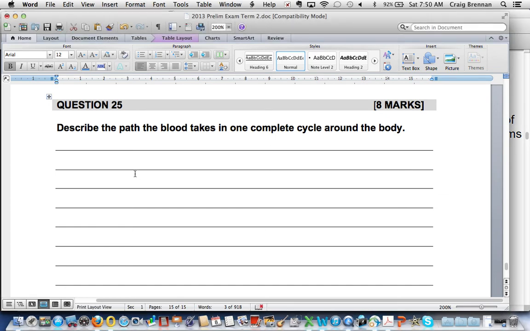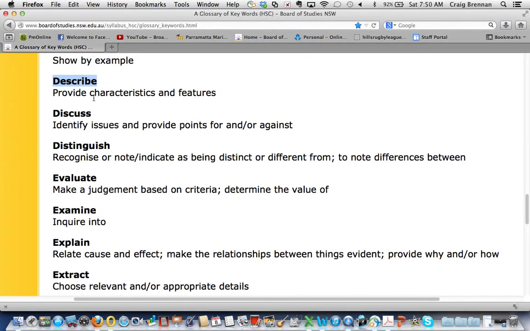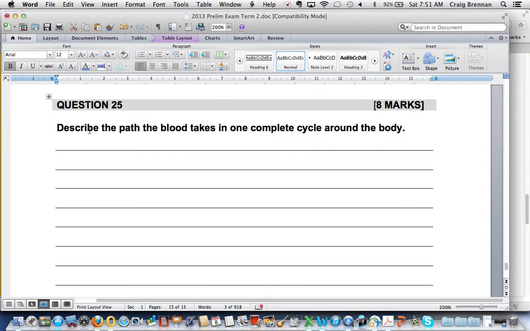Question 25, which was worth 8 marks. This was a tough question, but easy marks if students knew their content. It was: describe the path the blood takes in one complete cycle around the body. So describe, provide the characteristics and the features of the path that the blood takes in one complete cycle around the body.